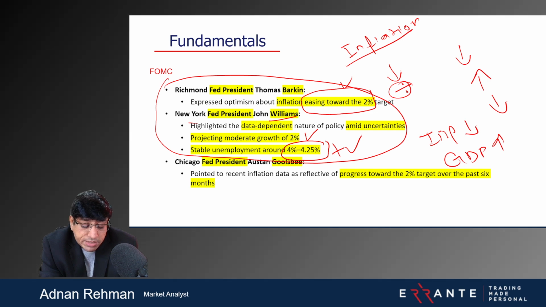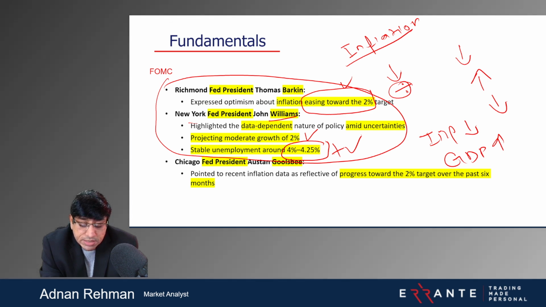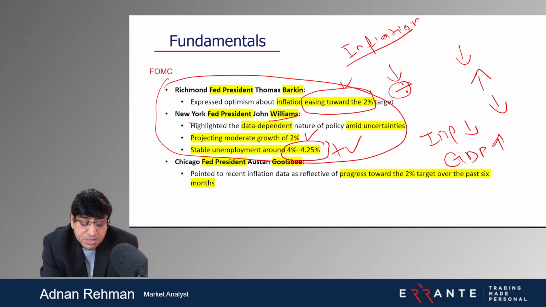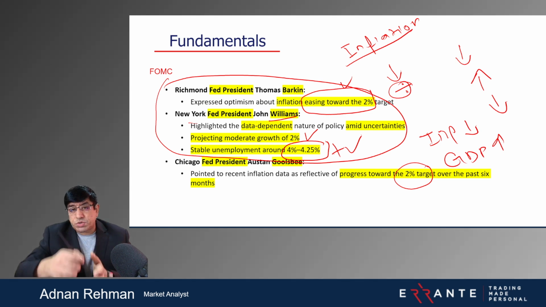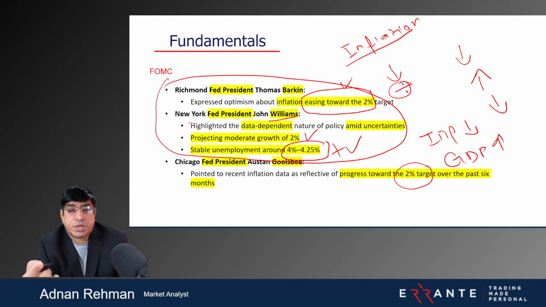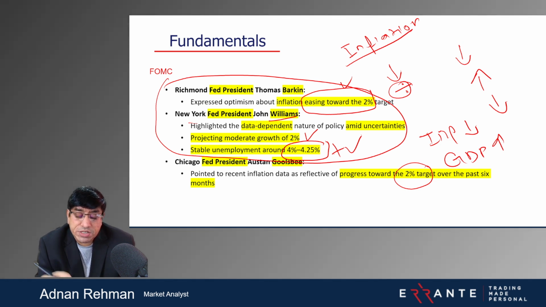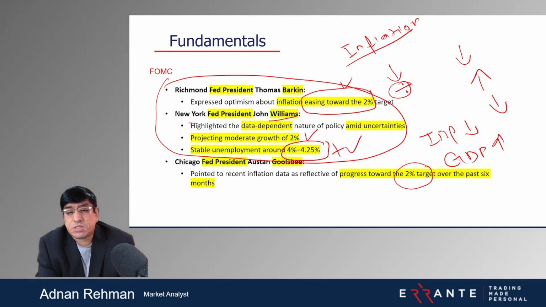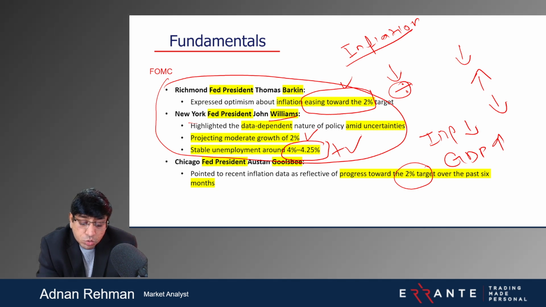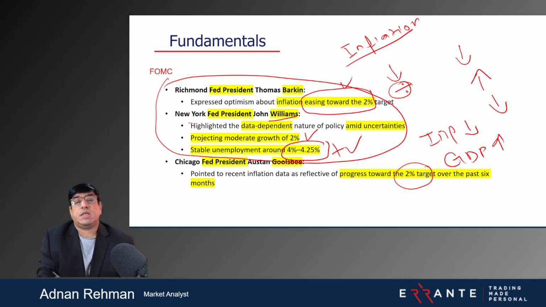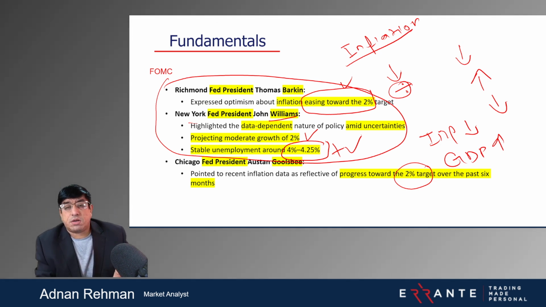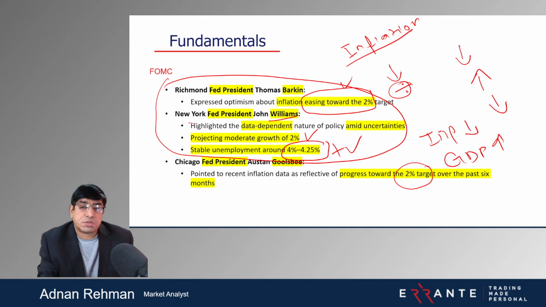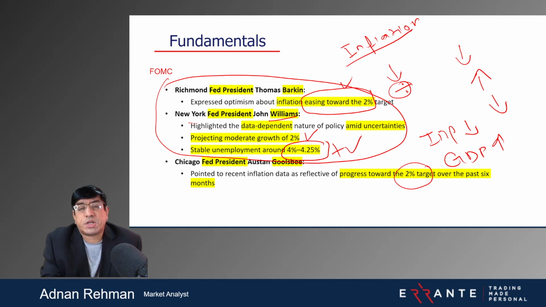Okay, and then we have this Goolsbee. What is Goolsbee saying? He's saying that we have been achieving our 2% target over the 6-month period. So in short, inflation is going down and your GDP is going up. When inflation is going down and GDP is going up, that means you can go for a rate cut. So what I'm trying to say is that some of the Fed members are expecting that inflation is going down, so we can go for a rate cut.